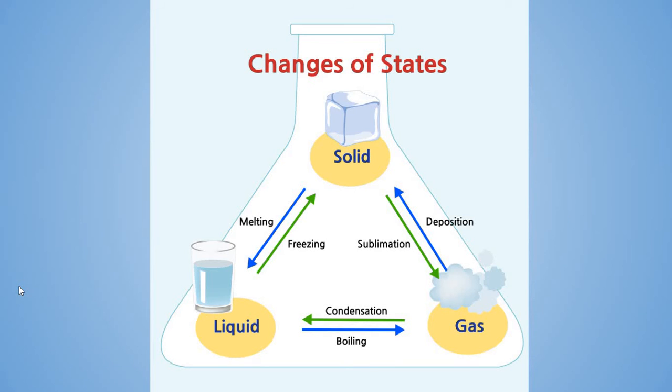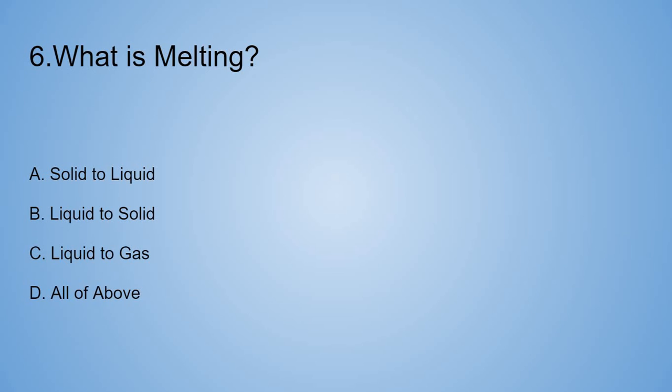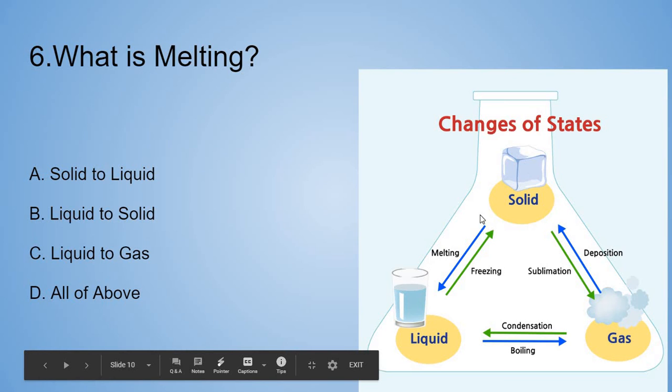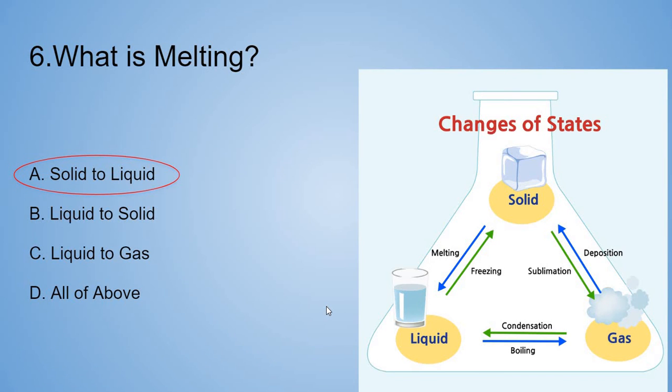Now, the review quiz. 6. What is melting? A. Solid to liquid. B. Liquid to solid. C. Liquid to gas. D, all of above. I think I know this one. Whatever, Mr. Helper, just come on out, we can get some help here. Melting, where's the arrow of melting? Here. So that's solid to liquid. Is that the answer? Yes, we got the correct answer.